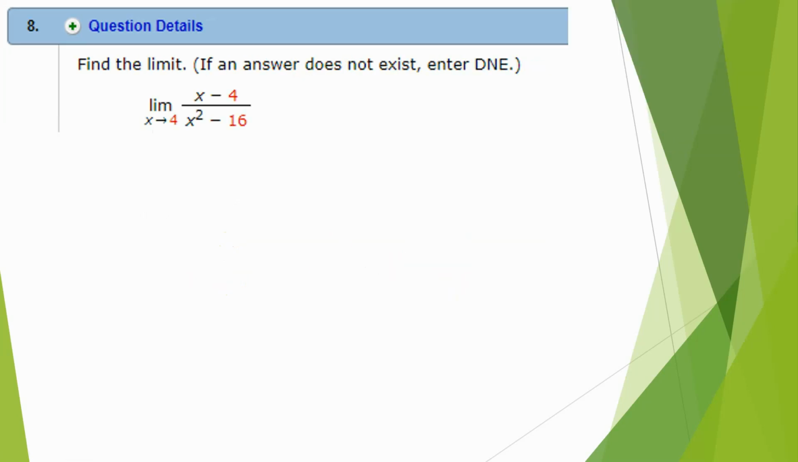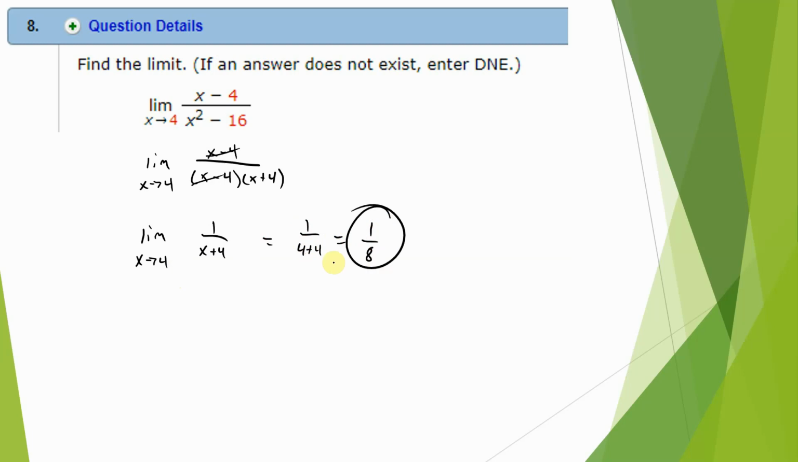Same deal with number 8. We have to start by factoring, because if I plug in 4, I just get 0 over 0. So I've got x minus 4. Here we have x squared minus 16, which is x minus 4 times x plus 4. The x minus 4's cancel out. I have the limit as x approaches 4 of 1 over x plus 4. Plug the 4 in. 1 over 4 plus 4 is just 1 over 8.